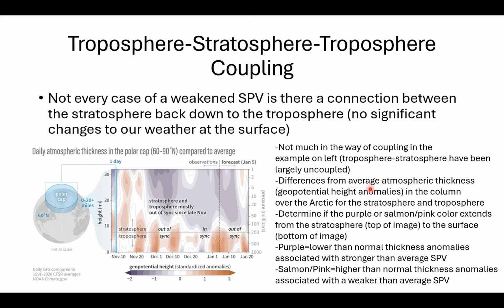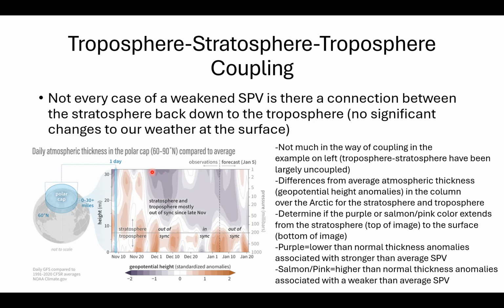All right, so now, hey, we can get these stratospheric polar vortex disruptions, but there's cases where you really don't have the coupling or the interaction between the stratosphere and the troposphere to really have any impact on the weather. So just because somebody says, hey, the stratospheric polar vortex is weakening, does not necessarily mean you're going to have impacts to your winter weather pattern. Okay, so that's what I'm showing here, that not every case of a weakened SPV is there a connection between the stratosphere back down to the troposphere. And there may be no significant changes to the winter weather at the surface.